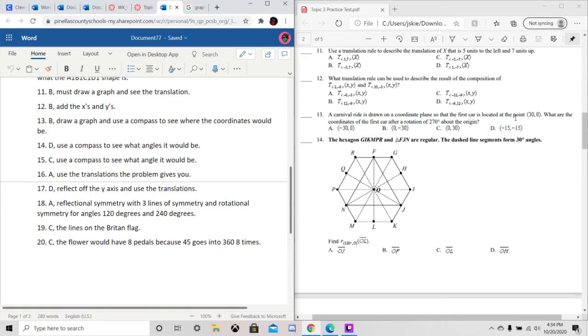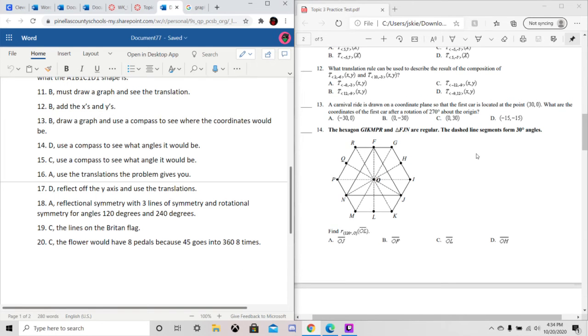So, yeah, you just use a compass. And like I said over here on 13, it says draw a graph and use a compass to see where the coordinates would be. You could draw a graph and be complicated in ways, like maybe 10 minutes of your life. Or you could just write it out like this.